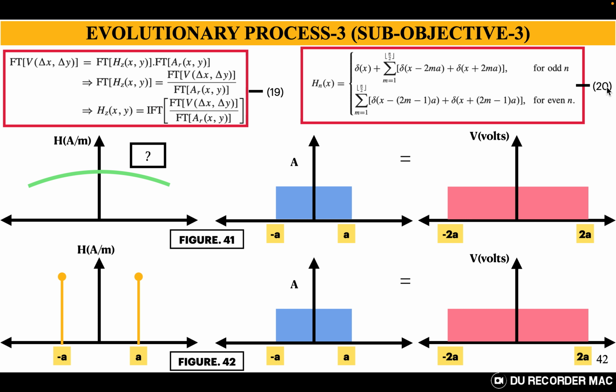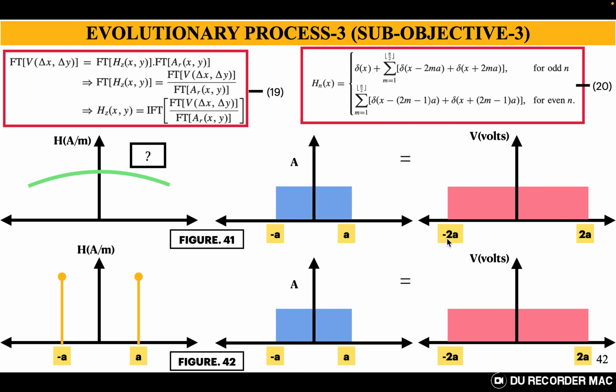Now this equation 20 says that instead of targeting minus 2A to 2A, we have actually targeted minus NA to NA, where N can be any number. Some people will target from minus A to A, some from minus 3A to 3A, some from minus 5A to 5A. So we have taken minus NA to NA, so that users can determine it according to their wish. So this equation 20 gives the generic formula for both odd functions and even functions.